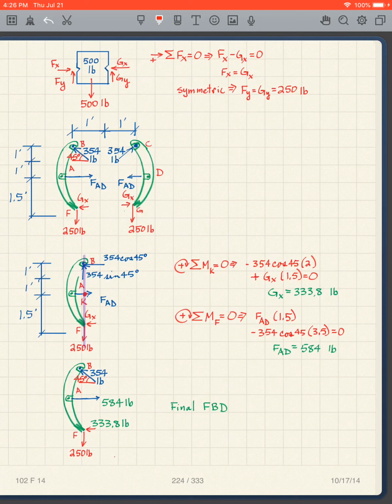and so I have FAD times 1.5, and the minus 354 cosine 45 times 3.5, which is that distance there. And I can get that FAD is 584 pounds. So my final free body diagram looks like that.